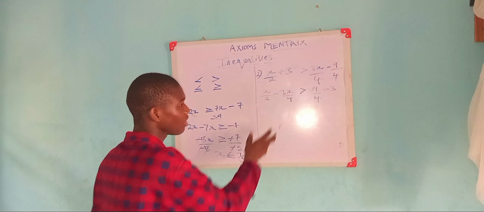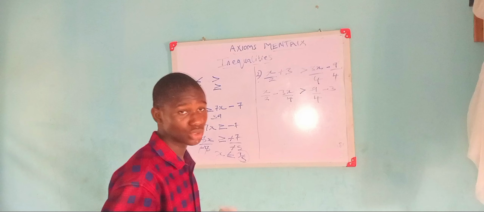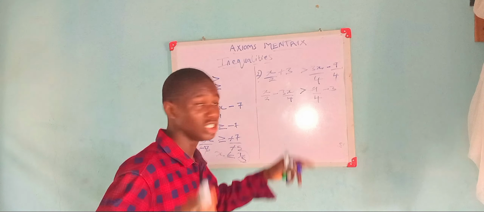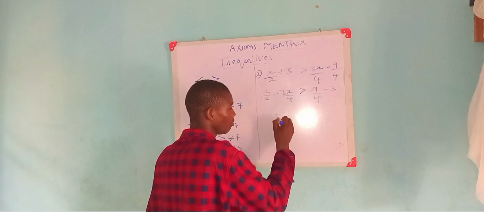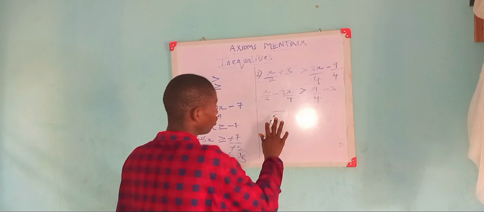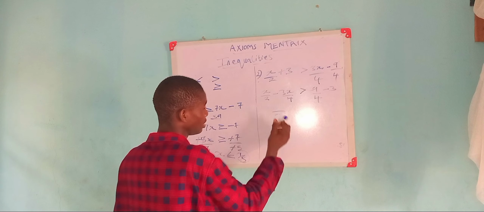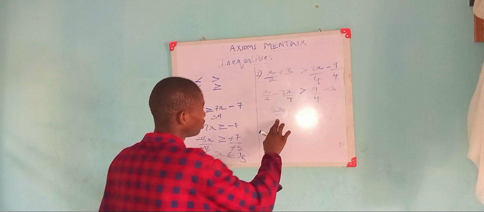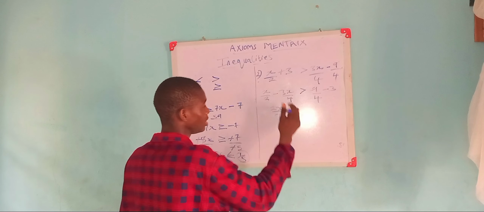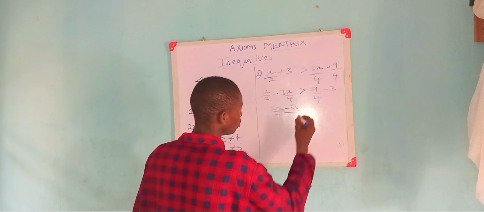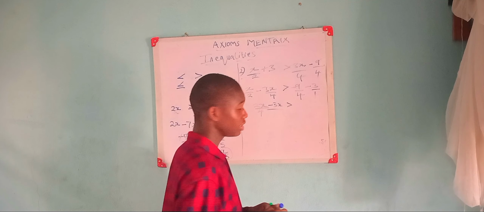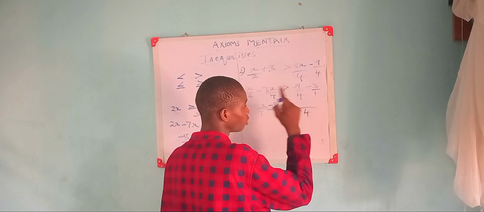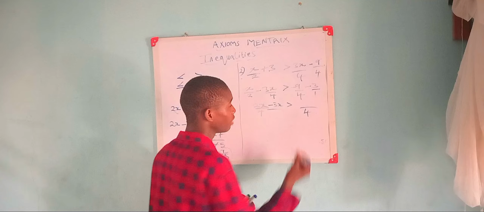Now let's simplify this, because we're having two fractions, and what we should do is look for the LCM of the denominators. The LCM of 2 and 4 is 4. So 4 divided by 2 gives me 2, multiplied by this gives me 2x. Then 4 divided by 4 gives me 1, multiplied by this gives minus 3x. From this other part, we find the LCM of 4 and 1, which is 4. So 4 divided by 4 gives me 1, and 1 multiplied by this gives me minus 9.